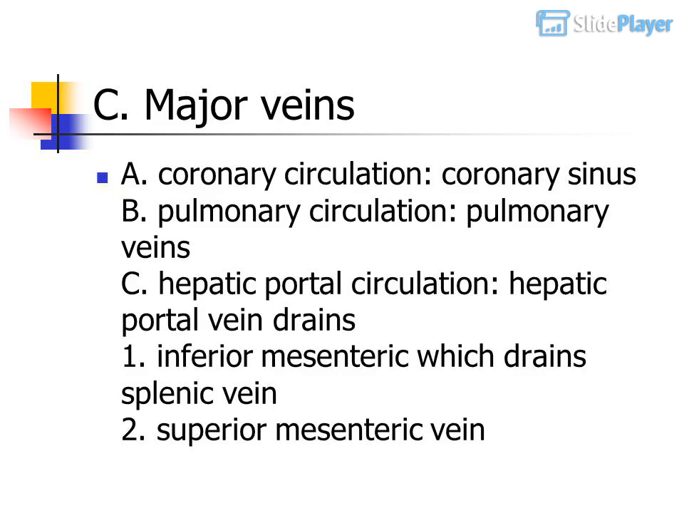Major veins. a. Coronary circulation: coronary sinus. b. Pulmonary circulation: pulmonary vein. c. Hepatic portal circulation: the hepatic portal vein drains 1. the inferior mesenteric vein, which drains the splenic vein, and 2. the superior mesenteric vein.